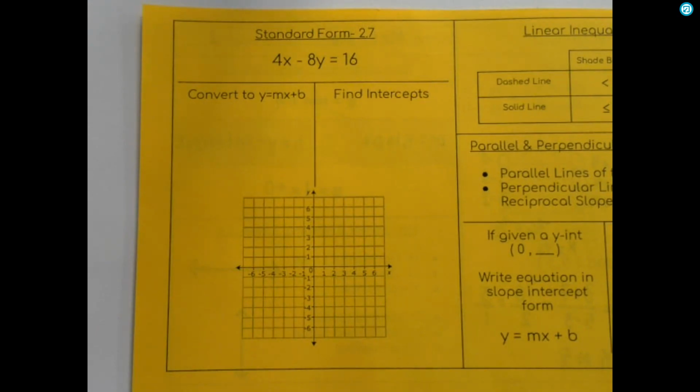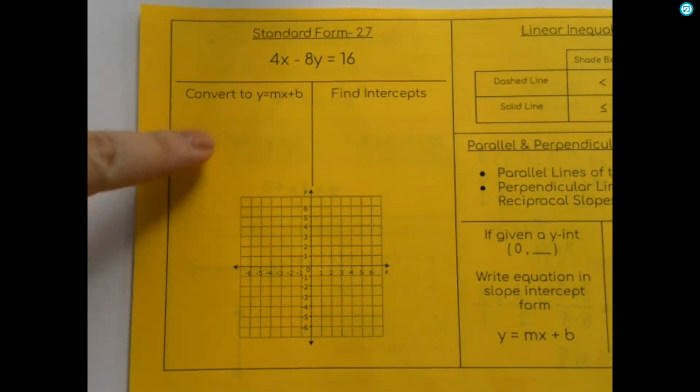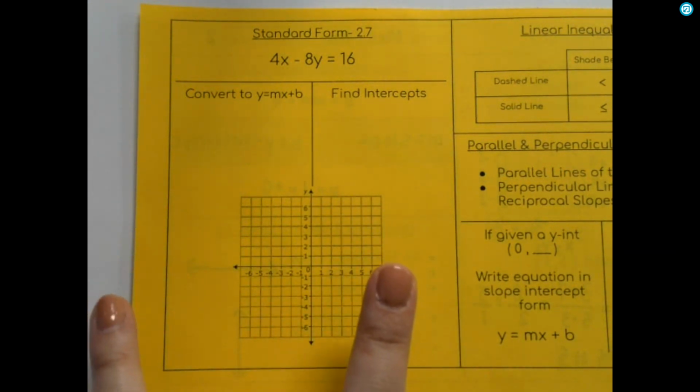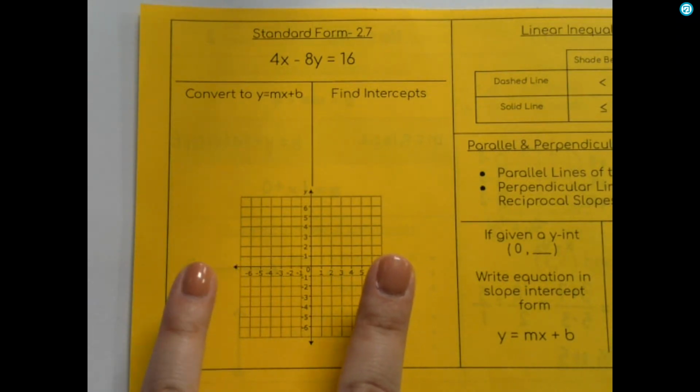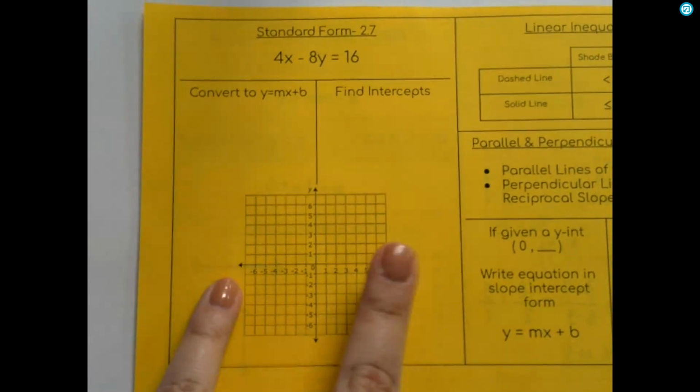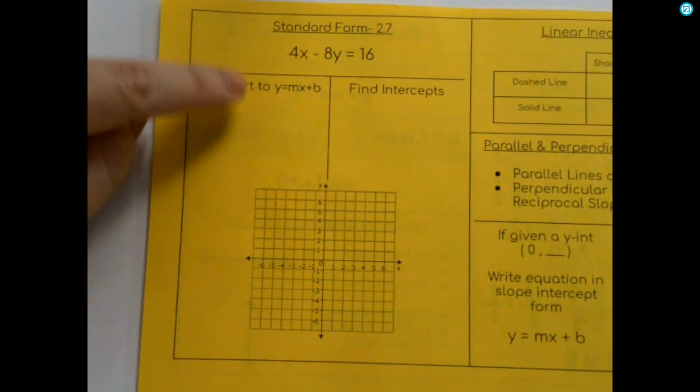When we taught you how to graph from standard form, we taught you two methods. We taught you the converting method and we taught you how to find intercepts. You are welcome to write both of these down. I would write both of them down just in case your brain decides it doesn't want to do one or the other on the test. But you ultimately get to use the method that you prefer. So, converting to y equals mx plus b, I'm going to write my equation down here. 4x minus 8y equals 16.